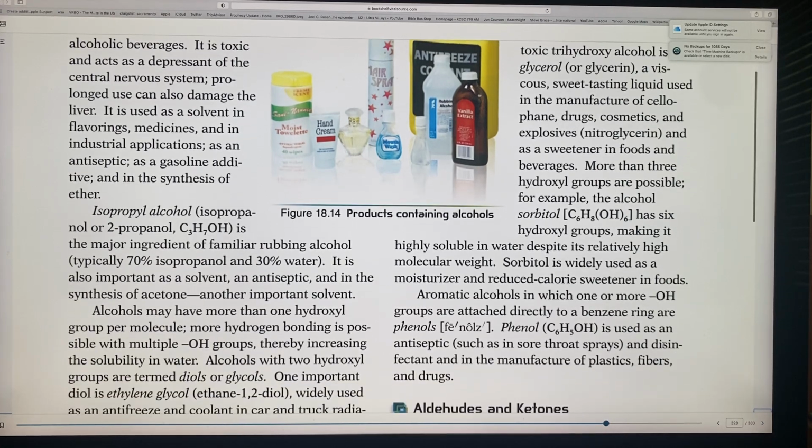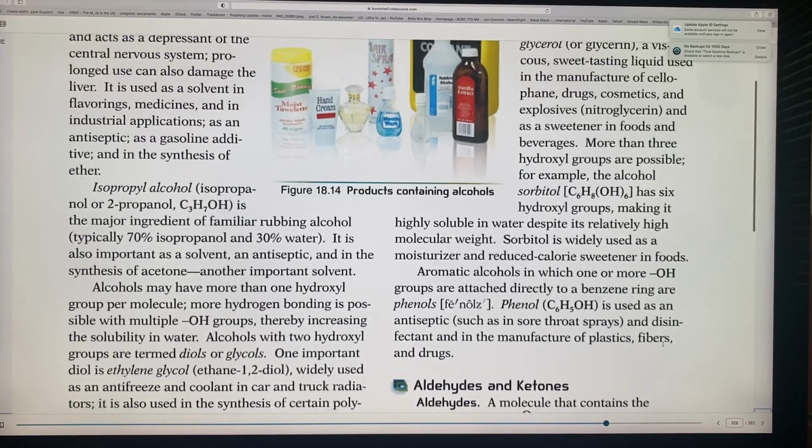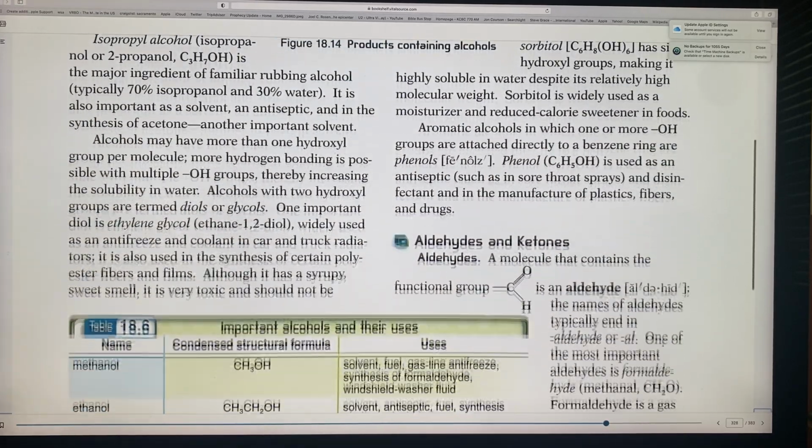So another type of alcohol: aromatic alcohols, in which one or more OH groups are attached to a benzene ring, are called phenols. And here's the OH at the end, C6H5OH, and it's used as an antiseptic in sore throat sprays and a disinfectant, and in the manufacture of plastics, fibers, and drugs. So those are the types of alcohols.